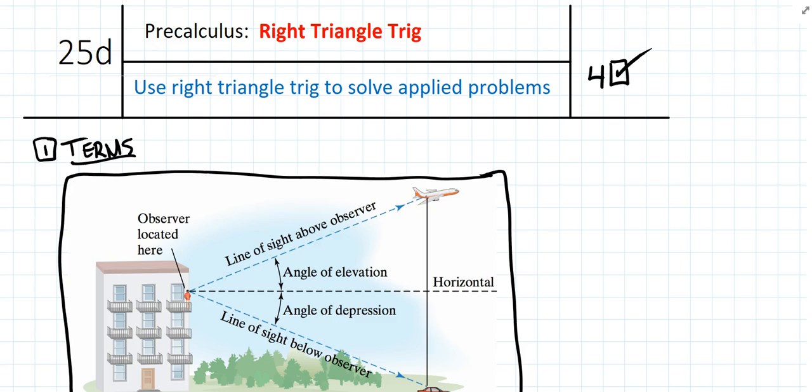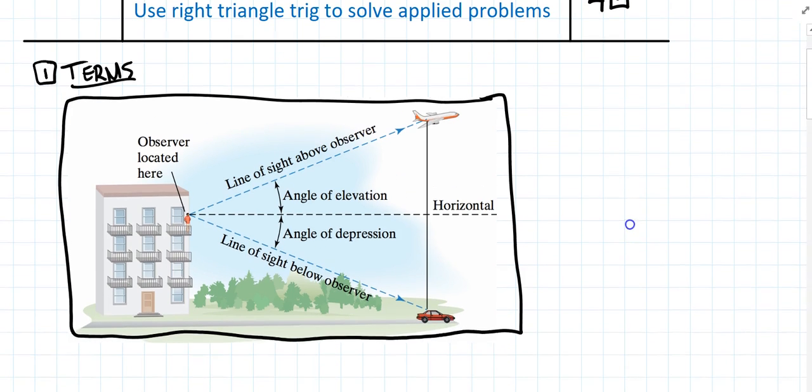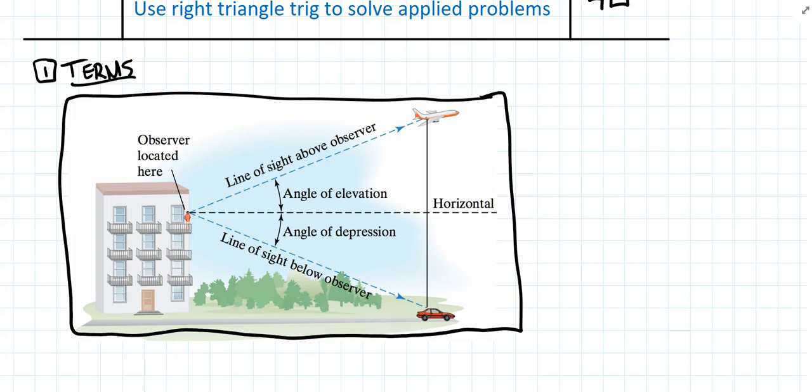25D. Underneath right triangle trig, we're going to use right triangle trig to solve applied problems. And there's only 4 boxes. The very first box that I have for you here is all about the terms that we're going to be using when we talk about solving applied problems.